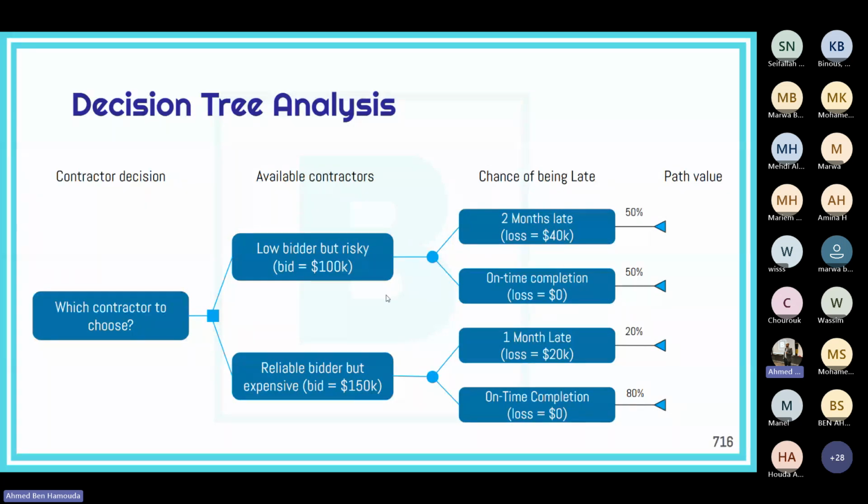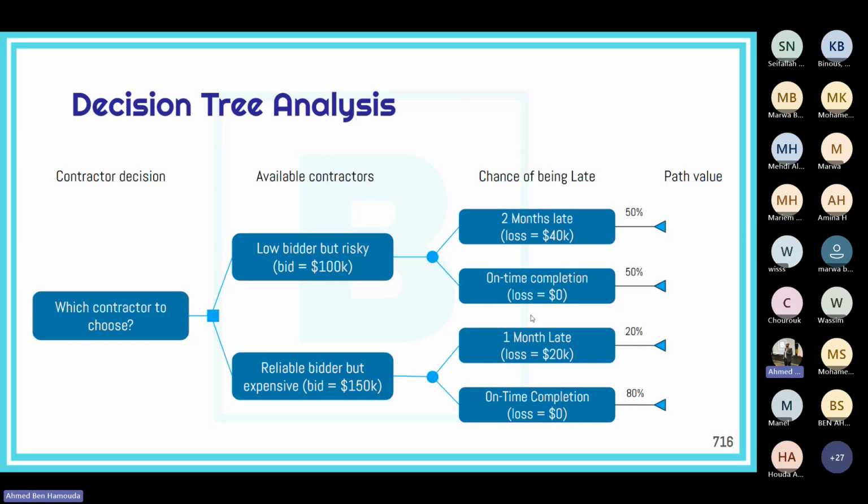There is another contractor available. They are reliable, but they're expensive. Their bid was about 150,000. They are reliable because based on their previous projects, 80% of their projects were completed on time, and only 20% were delayed, and the average delay was about 1 month. So here we have two possible contractors, each with two possible paths. What we need to do is calculate the value of each path.